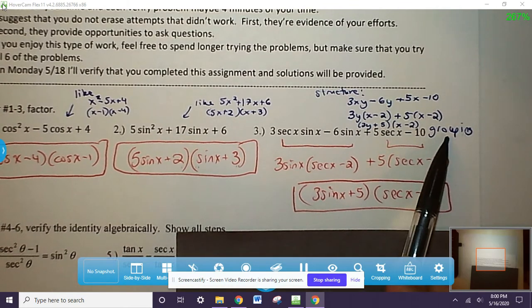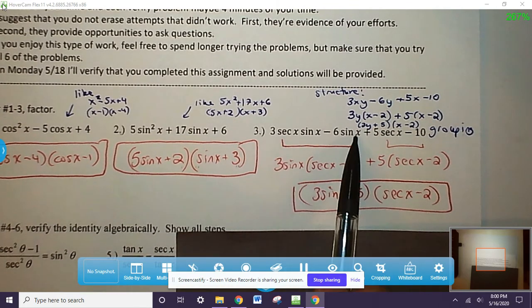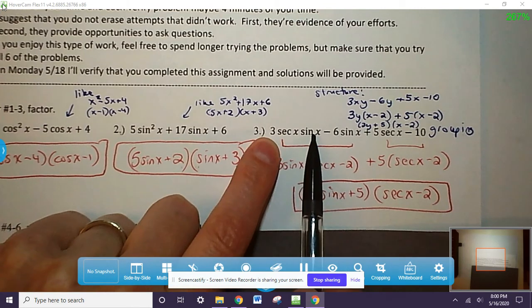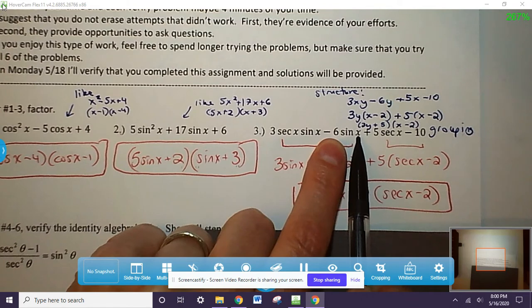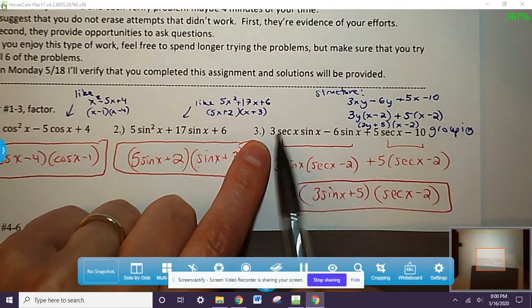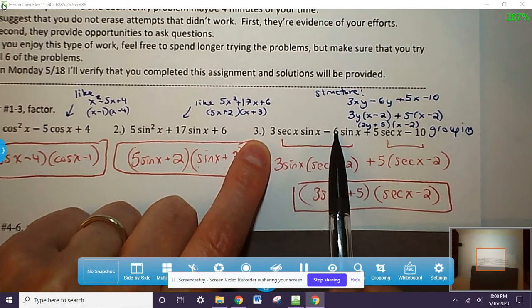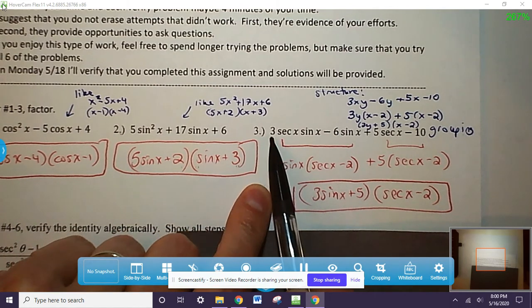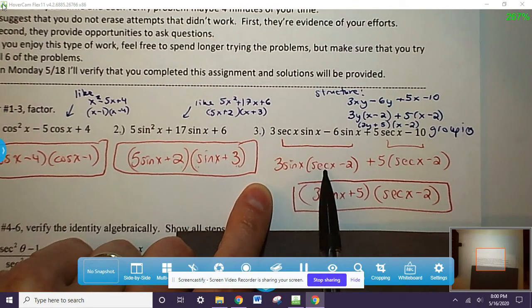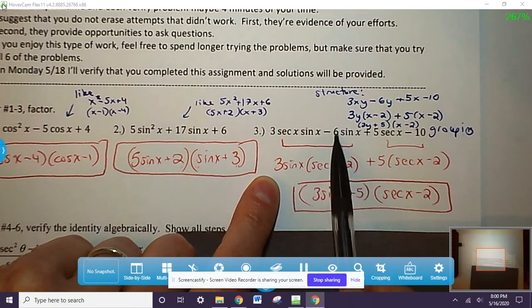So if you look at your first 2 terms, they have in common this term. These 3 factors make 1 term. These 2 factors make 1 term. What they have in common is 3 sine x, because there's a factor of 3 in the 6 here. So we can take out a 3 sine x. When we divide this by 3 sine x, we're left with secant x. When we divide this by 3 sine x, we're left with negative 2.